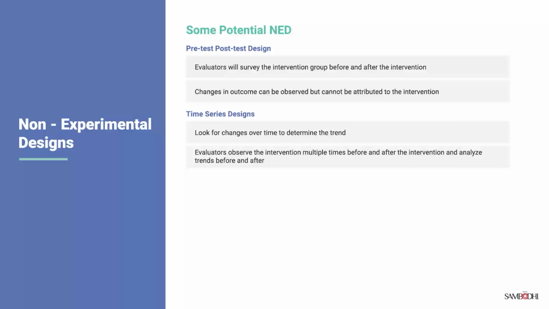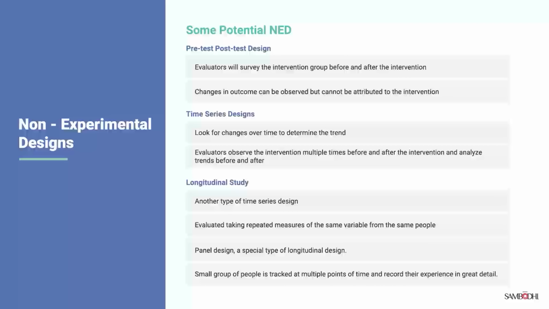In this approach of NED, the researchers can look for changes over time that will enable them to determine the trend. The evaluators will observe the intervention multiple times before and after the intervention. This will help in the analysis of trends for before and after. Third is longitudinal study. This is another type of time series design. For this, the researchers repeatedly examine the same individuals to detect any changes that might occur over a period of time. Here, the researchers collect the same variable over time without trying to influence these variables.